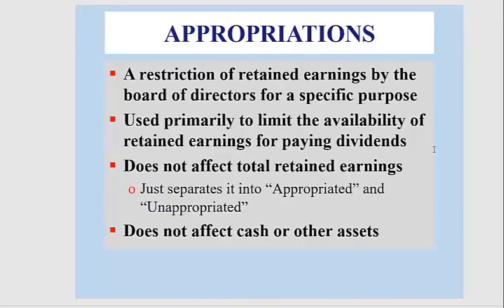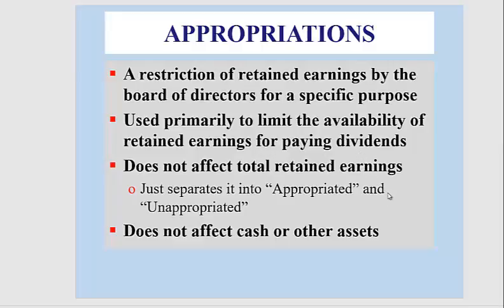We learned that a corporation must have enough retained earnings before a dividend can be declared. Sometimes the board of directors may decide to restrict a certain portion of retained earnings to reserve it for a special project. In this case, retained earnings are appropriated or set aside. So appropriations are just restrictions on a portion of the retained earnings account. They're used primarily to limit the availability of retained earnings for paying dividends.